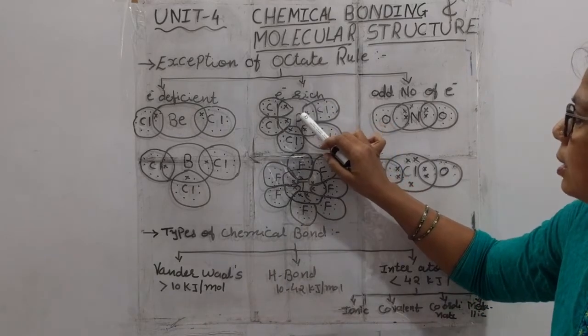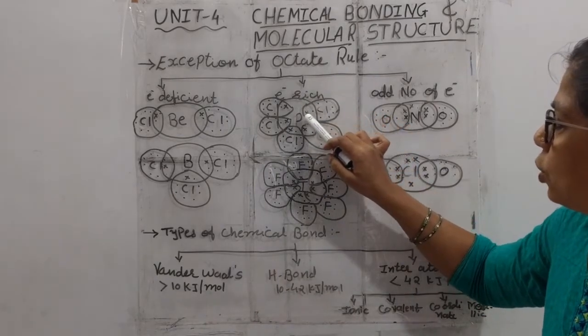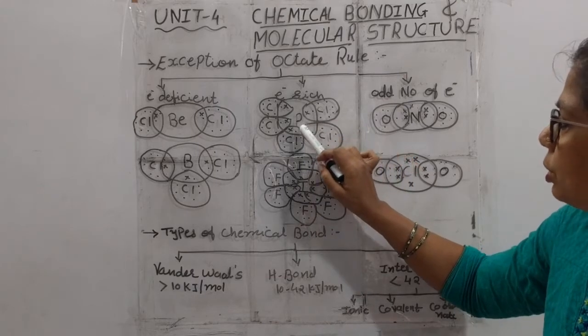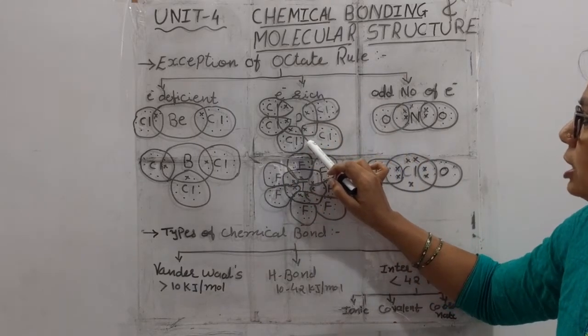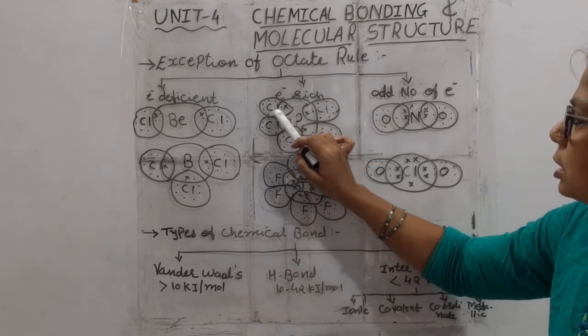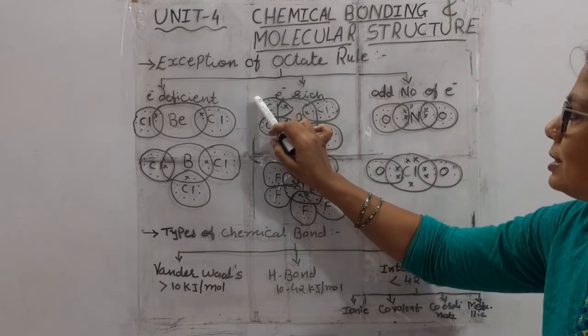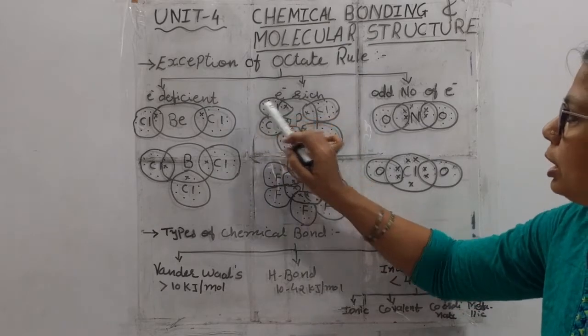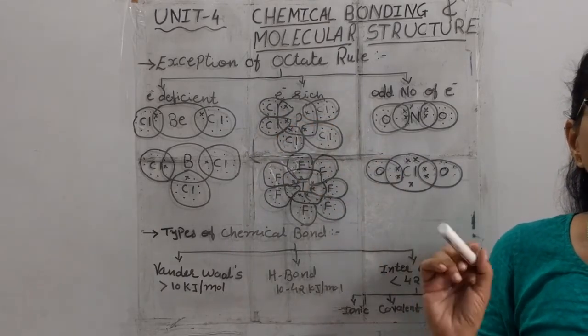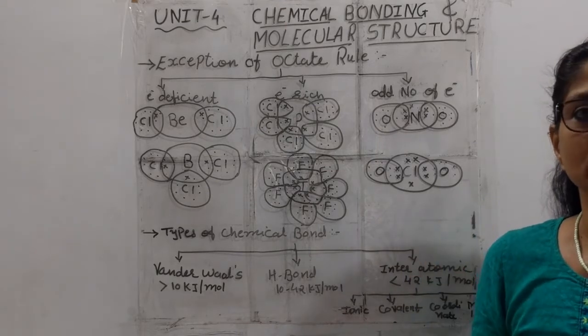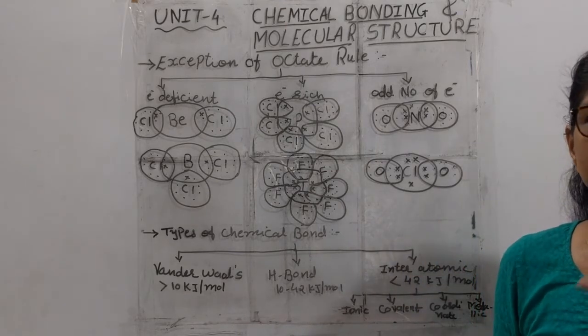So you can see here, student, this chlorine follows the octet rule. This chlorine also follows the octet rule. This also has 8 electrons. This is also 8 electrons, and in the same way the fifth chlorine is also following the octet rule by fulfilling its stable structure. But just look at the phosphorus, student.